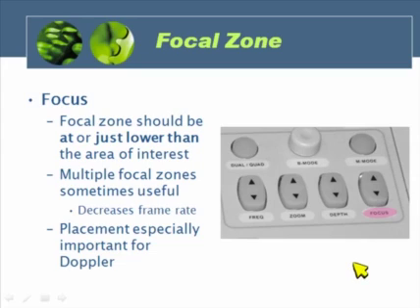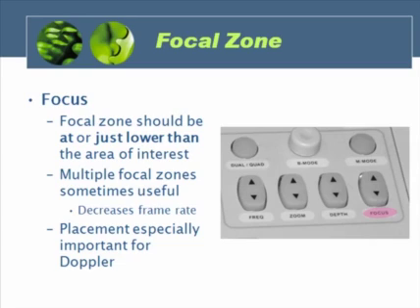The focal zone is another knob on the machine that we adjust on every single image that we take. The focal zone, or focal zones, should be at or just lower than the area of interest. Your area of interest may change from image to image. Therefore, your focal zone may change from image to image.